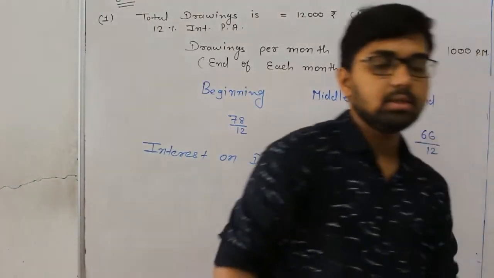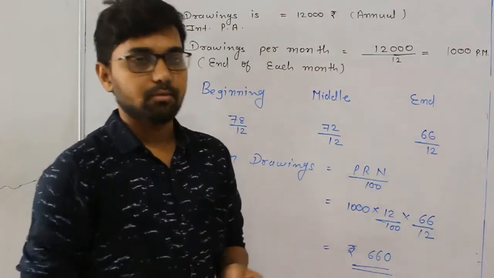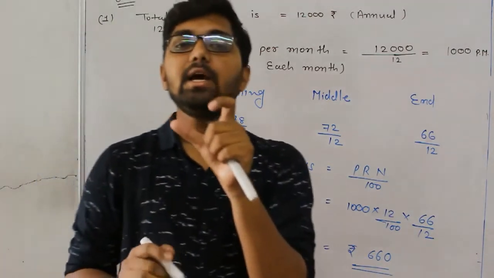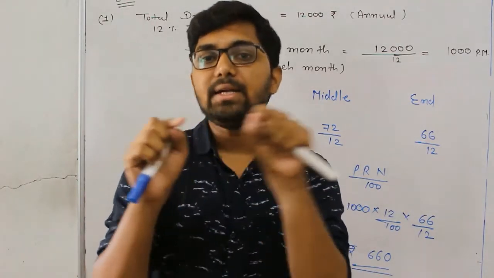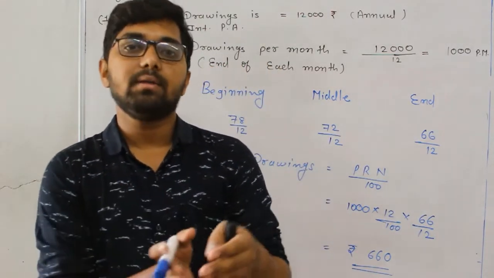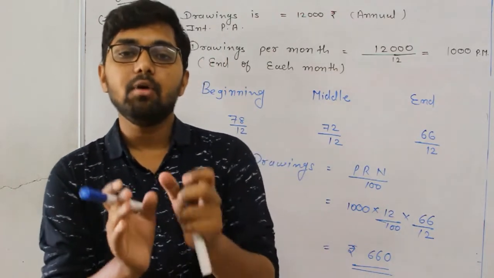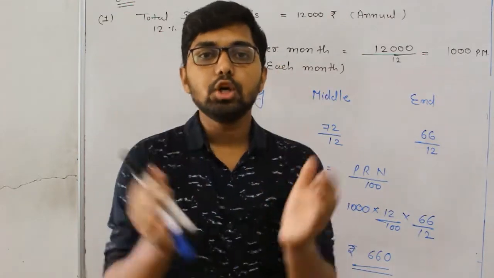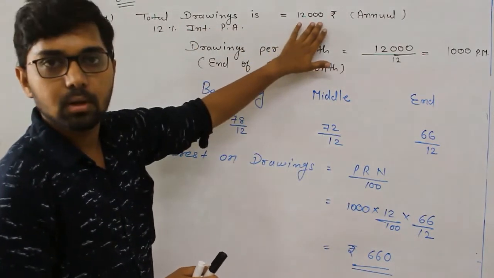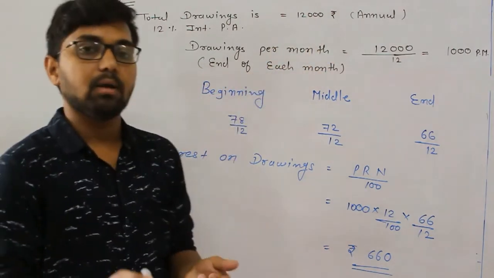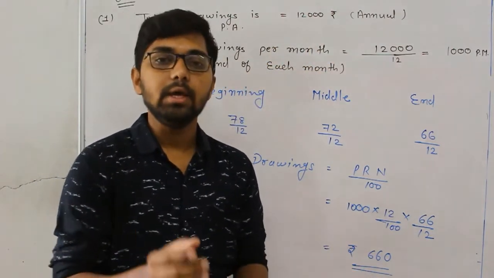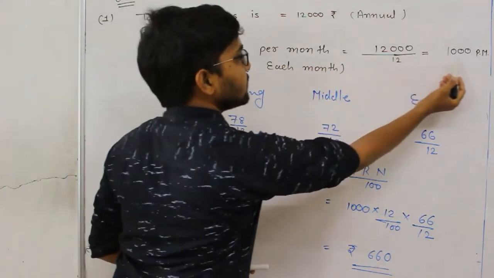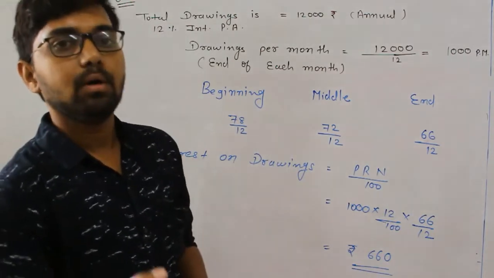See, in this question, what information is given? First information: a partner withdraws an identical amount at the end of each month. Identical means the same amount at the end of each month. मतलब हर महीने वो एक जैसी amount withdraw करके घर ले जाता है. And the total drawing is 12,000. But we don't need the total drawing because partner ने तो हर महीने withdraw किया है, तो हम क्या करेंगे, उसे per month में divide करेंगे. So the total drawing is 12,000. 12,000 divided by 12, the answer is 1,000 per month.